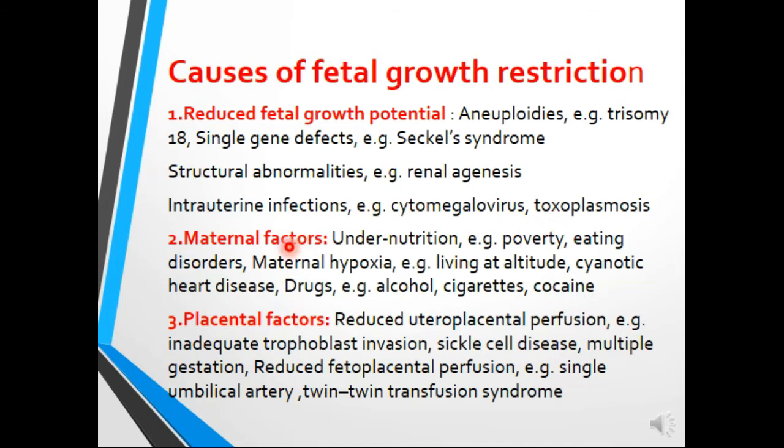Number 2, maternal factors, which could be maternal undernutrition as in poverty or eating disorder, or maternal hypoxia when women live at altitude, cyanotic heart disease, drugs and alcohol, cigarettes and cocaine. Number 3 is placental factors which reduce the uteroplacental perfusion, such as inadequate trophoblastic invasion or sickle cell disease, multiple gestation, and reduced fetoplacental perfusion as in single umbilical artery or twin to twin transfusion syndrome.